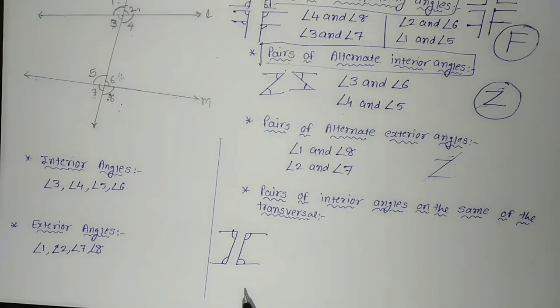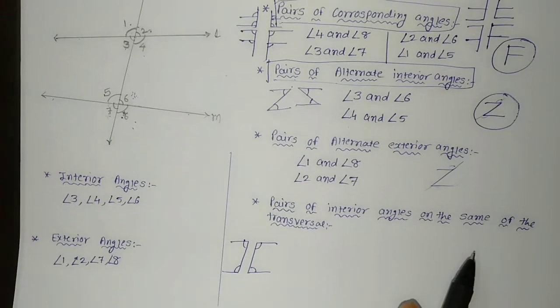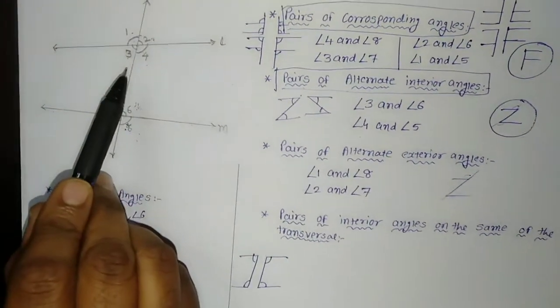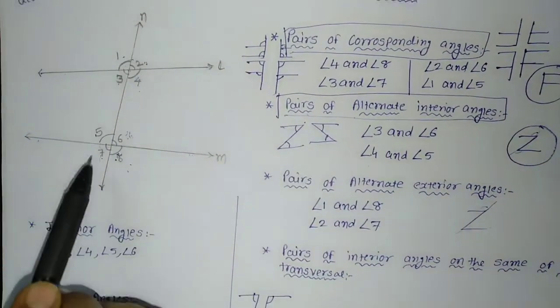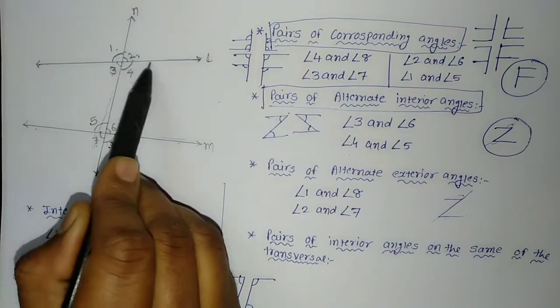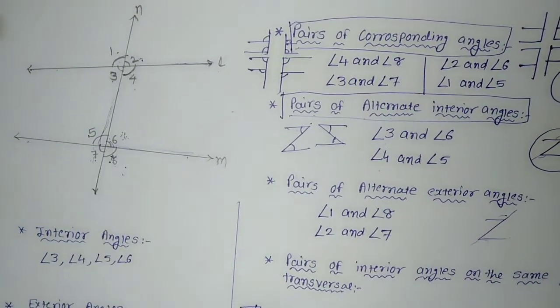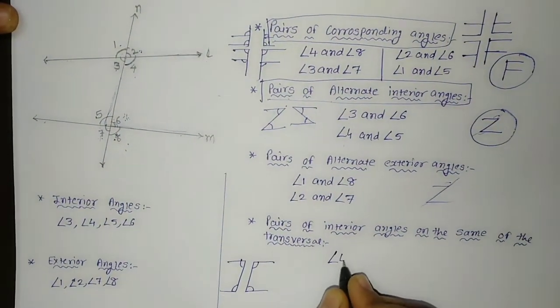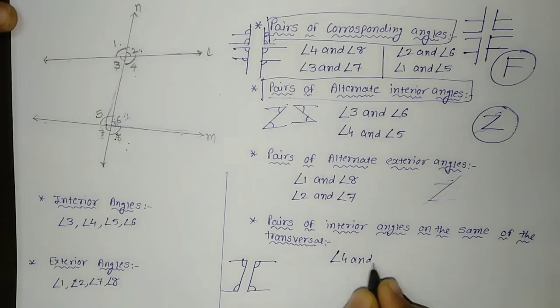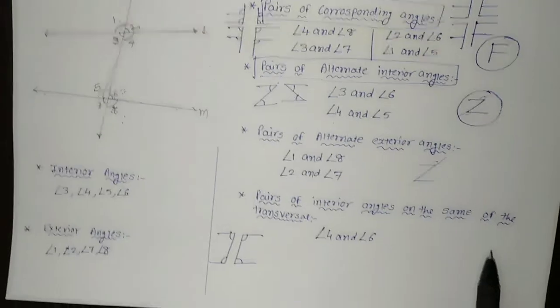Now let us see in the figure and try to identify the interior angles on the same side of the transversal. You can see here in this figure, this is a transversal. Where is the C forming? Here, this C is forming here. So this angle 4 and angle 6, I'll write it, angle 4 and angle 6. It is called the interior angles on the same side of the transversal.